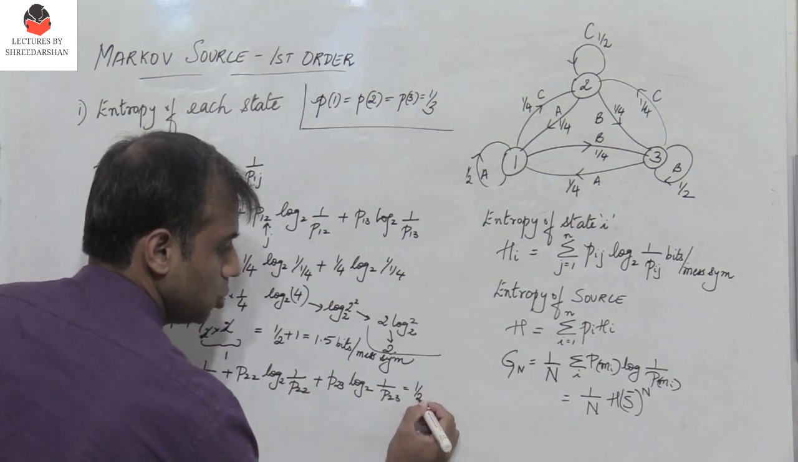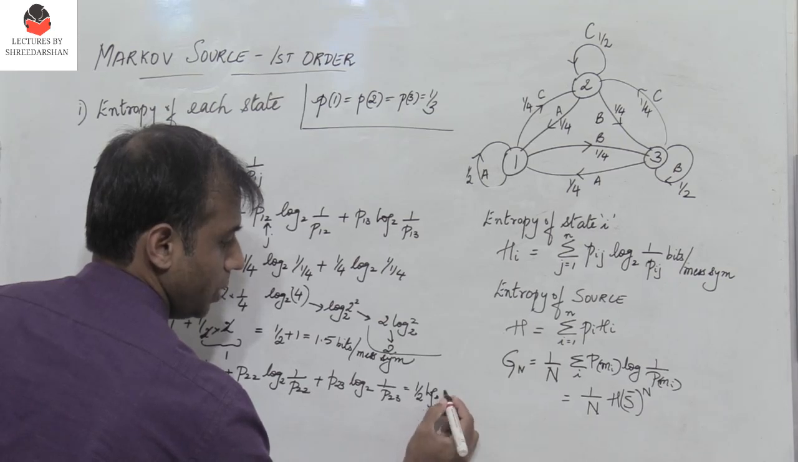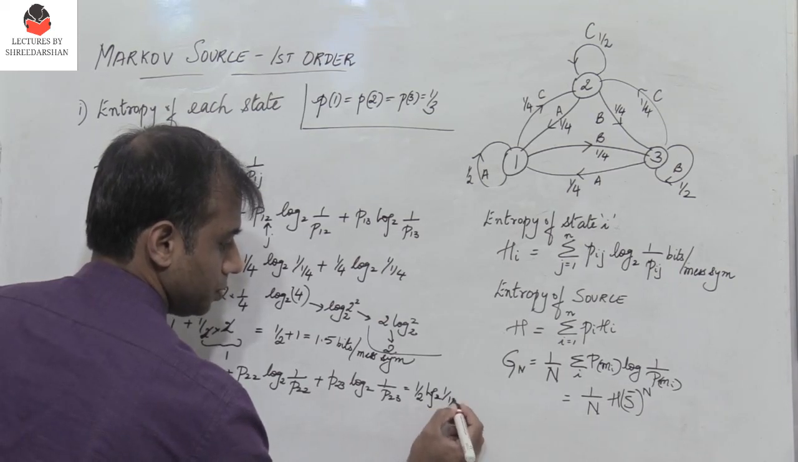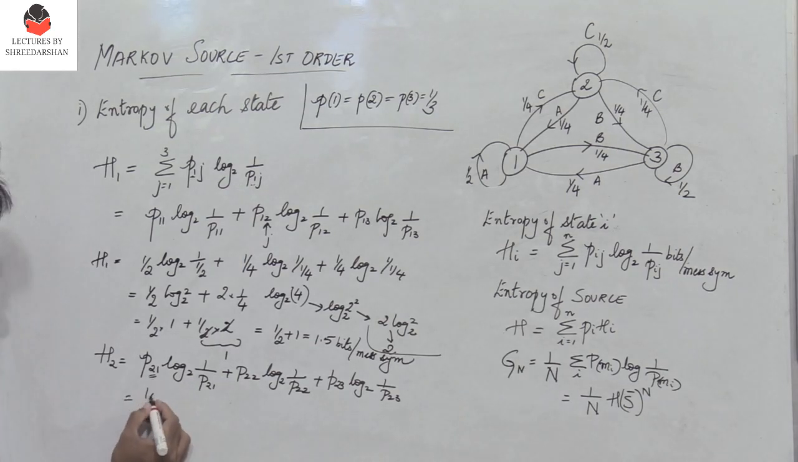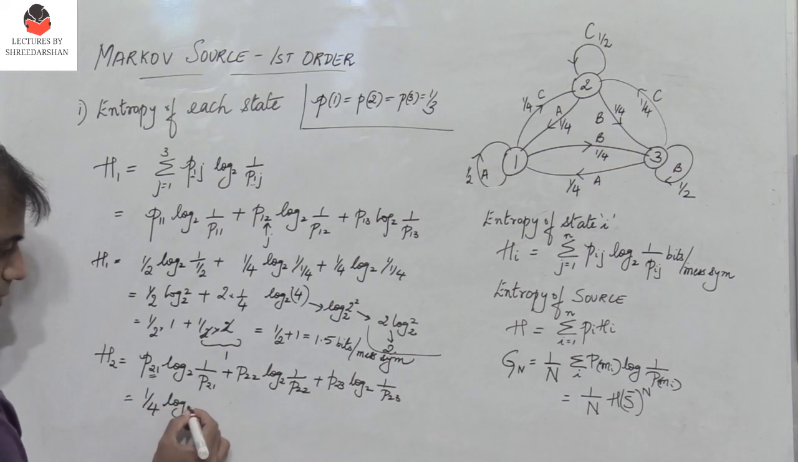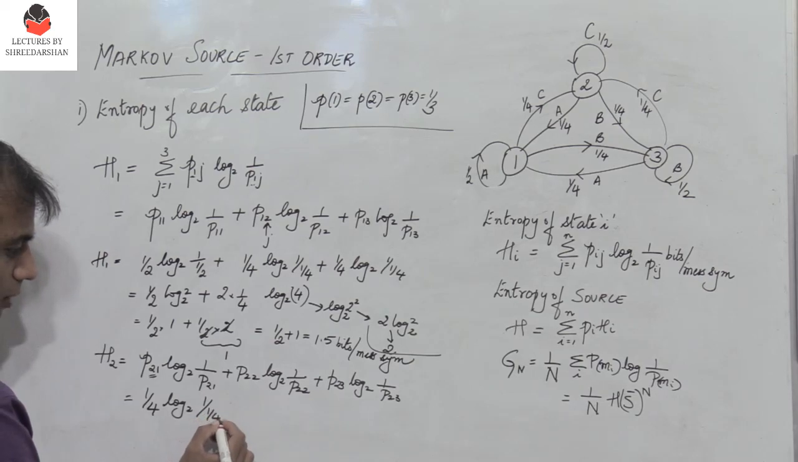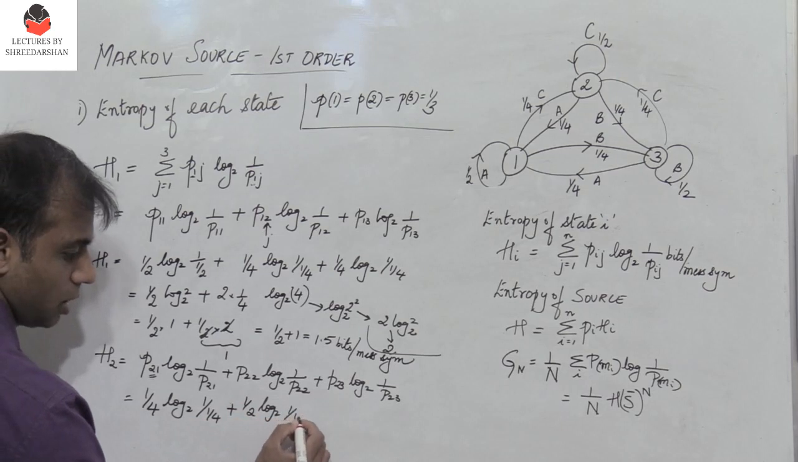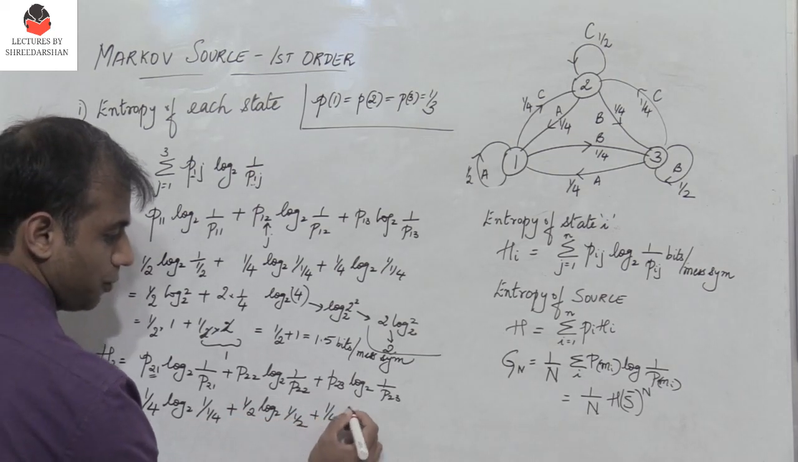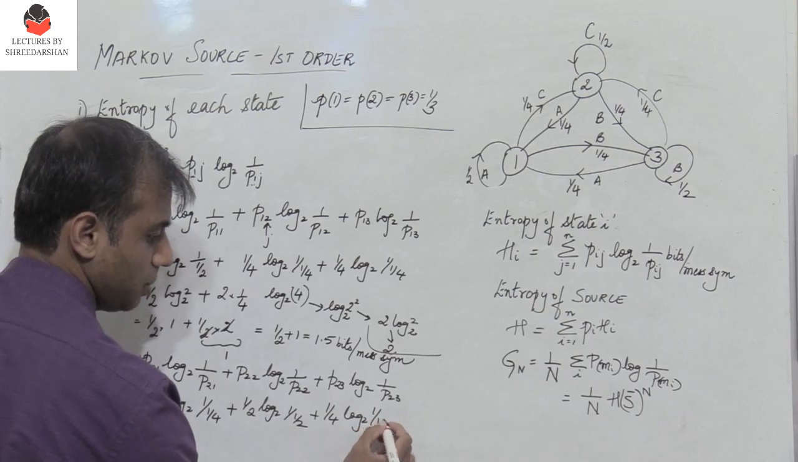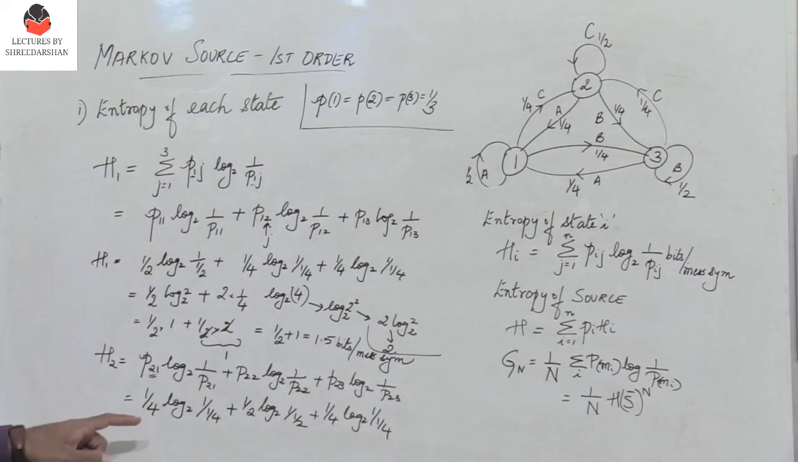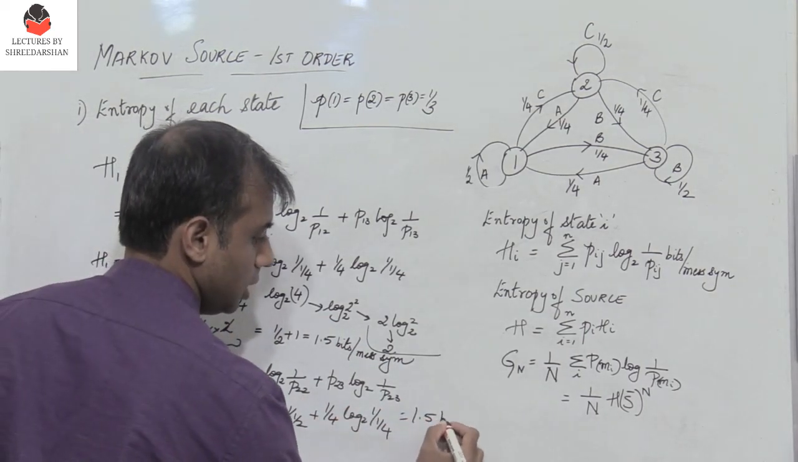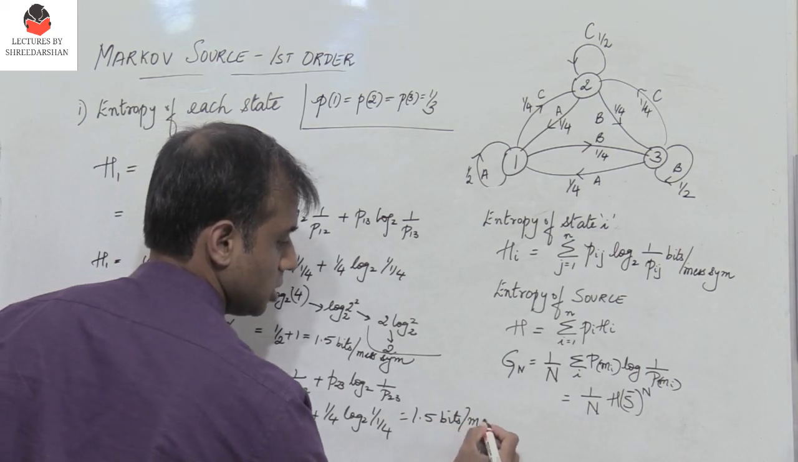So I get 1 by 4 log to base 2 1 divided by 1 by 4 plus 1 by 2 log to base 2 1 divided by 1 by 2 plus 1 by 4 log to base 2 1 divided by 1 by 4. So you find that these two are one and the same here. Alright, so therefore the value is 1.5 bits per message symbol.